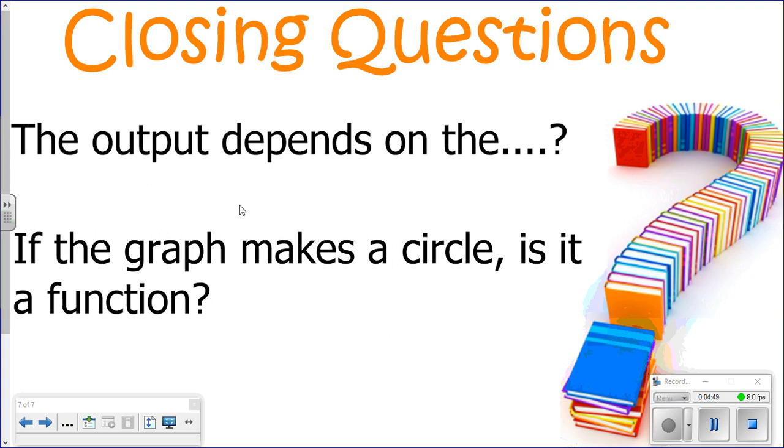The output depends on the input. If the graph makes a circle, is it a function? No.